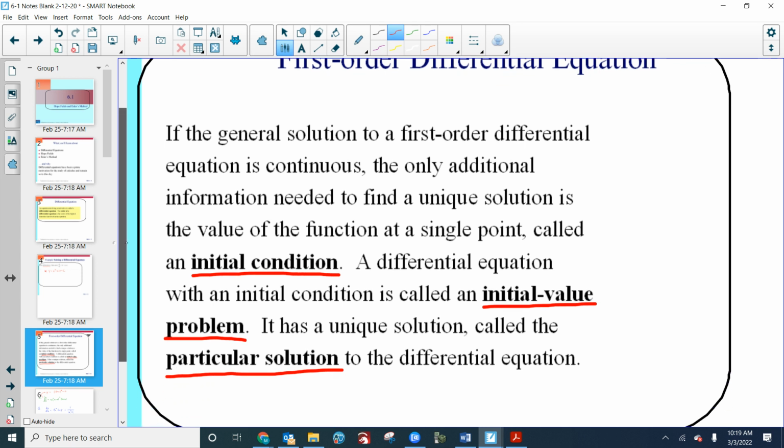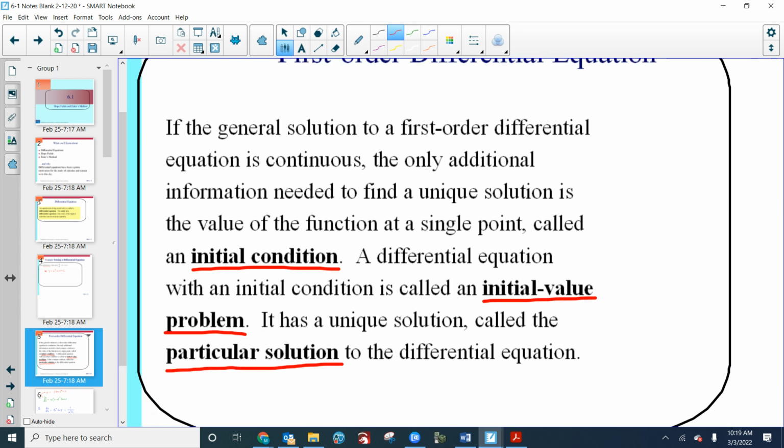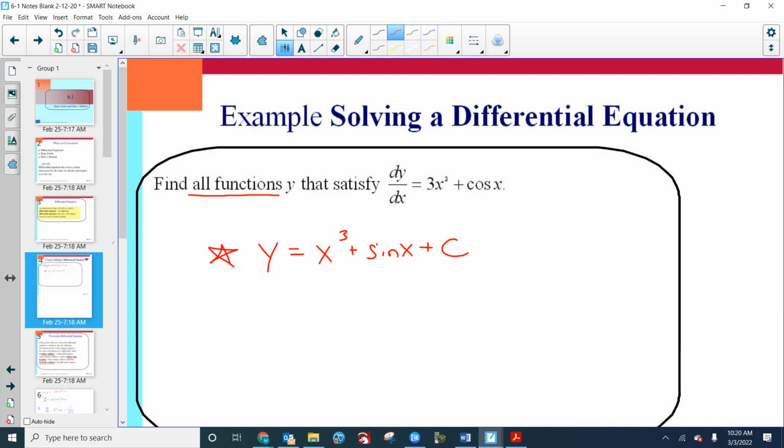So, if the general solution to a first order differential equation is continuous, the only additional information needed to find a unique solution is a value of the function at a single point called an initial condition. I don't know that you need to write down all of this. Here's what we've learned so far. Are you ready? If I wanted to find what's called a unique solution, don't make it too complicated. All that means is you solve for C and you have an exact number for C and you know exactly which function you're talking about. So if I were to solve for C here, what do I need?